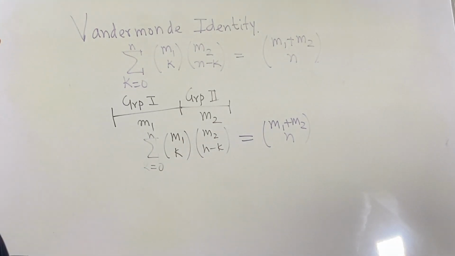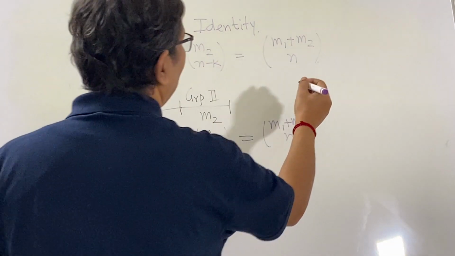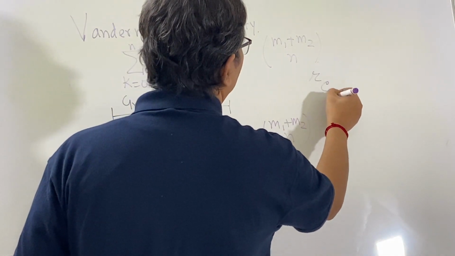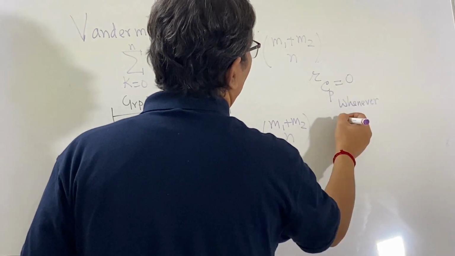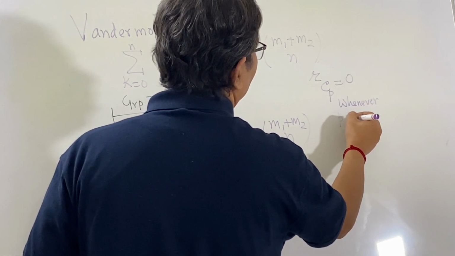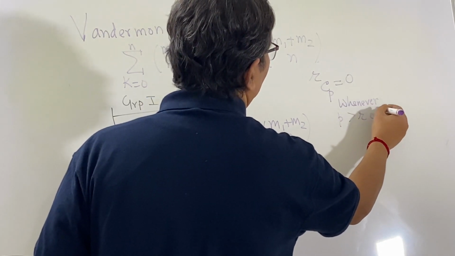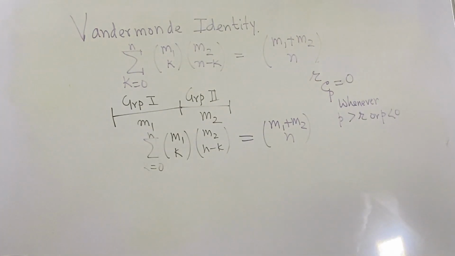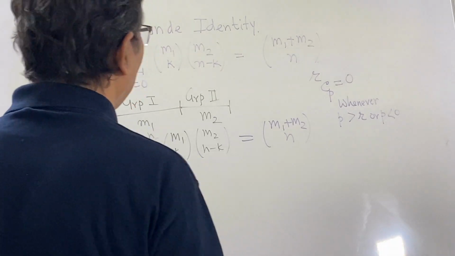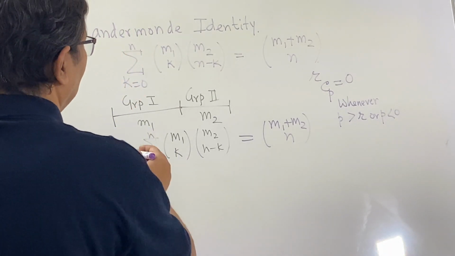It may be noted here that in rCp, if p is greater than r, then we treat that as 0. So rCp is equal to 0 whenever p is greater than r or p is less than 0. This is the convention that we use here, and using that convention we get this identity.